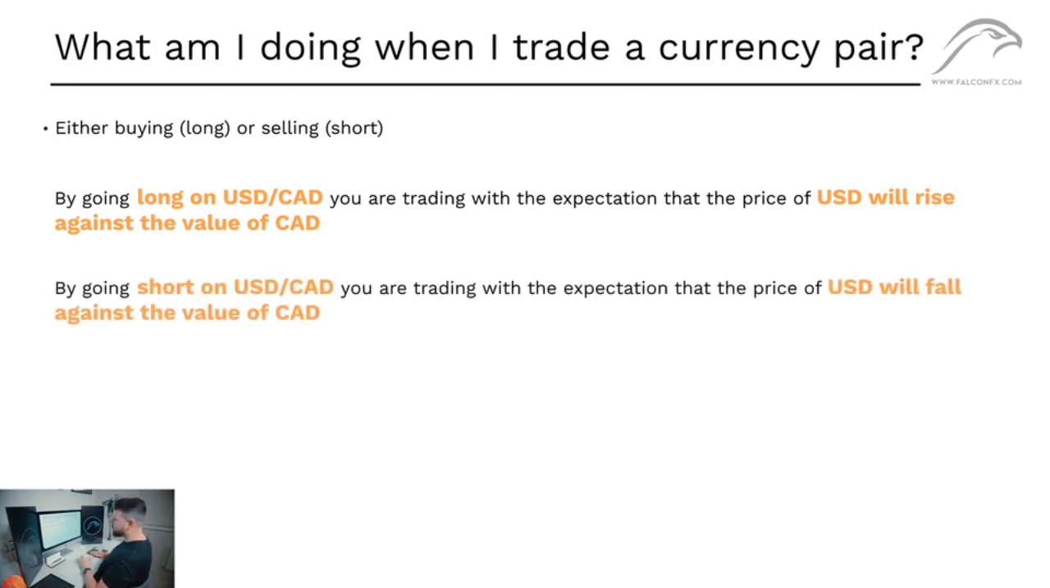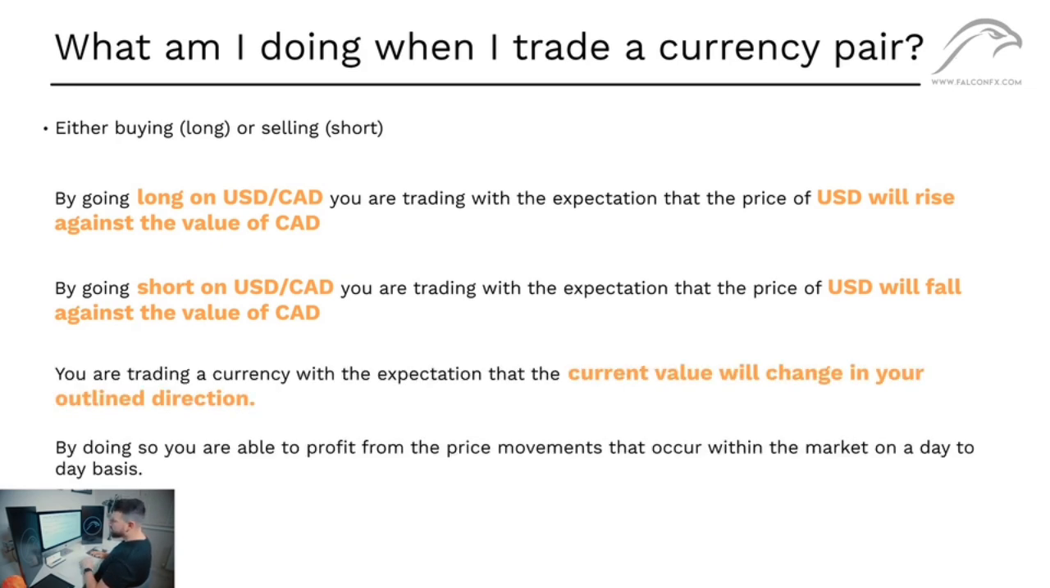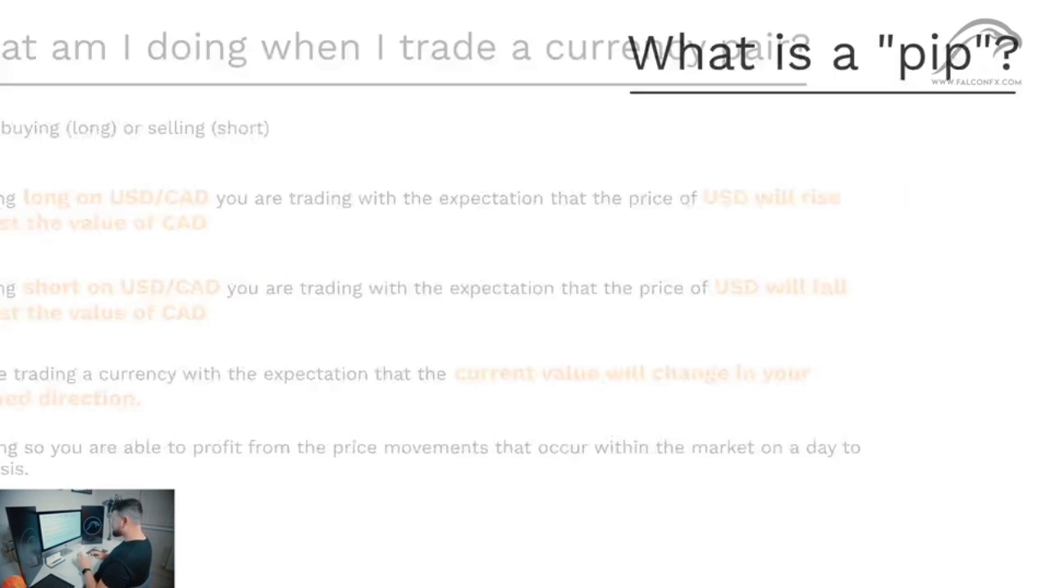By going short on USD CAD, you're trading with the expectation that the price of the US dollar will fall against the value of the CAD. It's really that black and white. So you are trading with the expectation that the current value will change in your outlined direction. By doing so, you're able to profit from these price movements that occur within the market on a day-to-day basis.